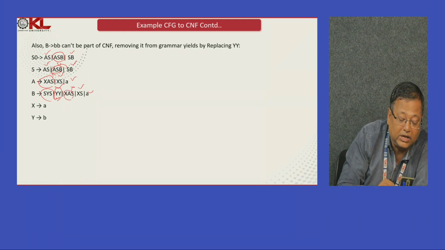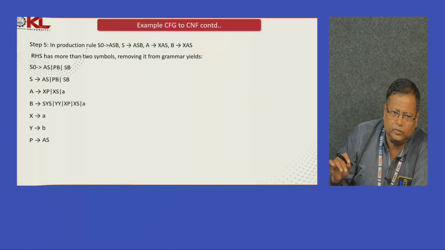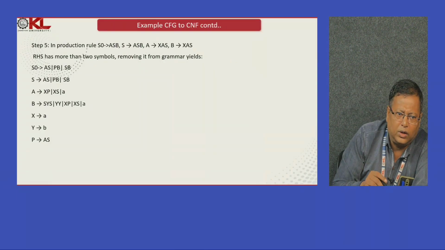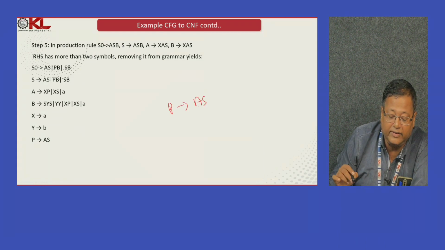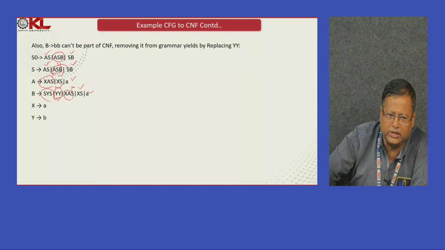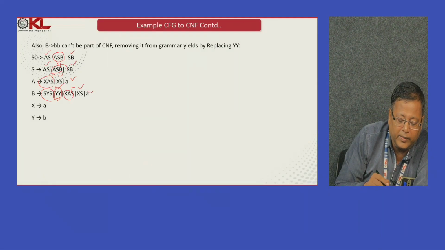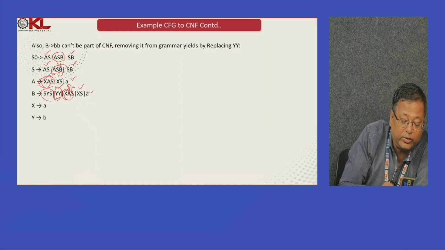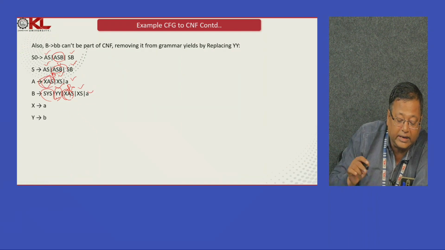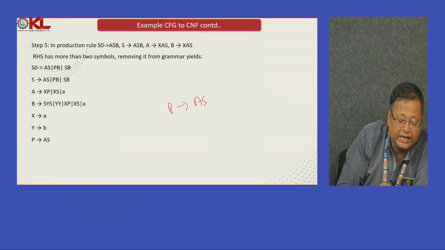So we replace that. Instead of XA we place another variable. So we take another variable P, P derives AS. So the production rule is like that. If you write P derives AX, P derives XA, so here you write P, here also you write P. So the production rule is like that. Instead of P, here XP and XX.